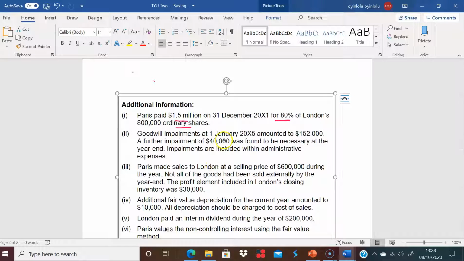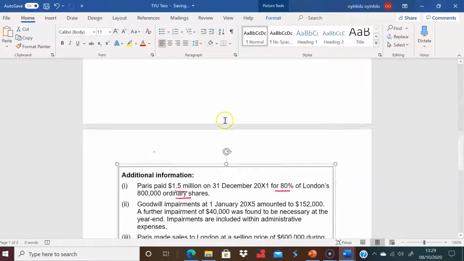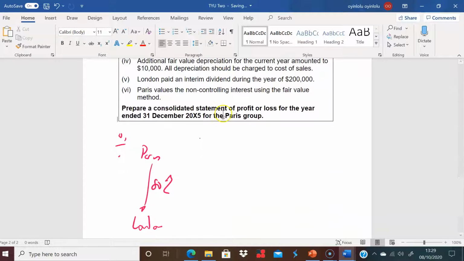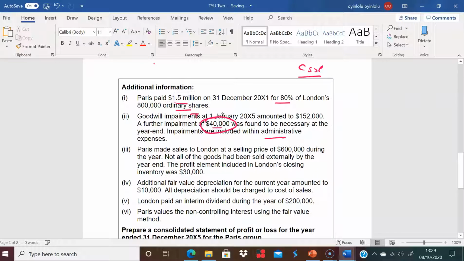It says goodwill impairment 1st of Jan. So they've owned them for a long time. 1st of Jan amounted to 152. So this is the beginning of the year, so this is all the pre-impairment. I'm only interested, of course, in the impairment for this year. Remember, I'm only preparing the statement of profit or loss. If I'm preparing the statement of financial position, yes, then I want to include all the impairments up to date. But this is just the one I'm interested in. So 40,000. So definitely, I know that I need to deduct. It says impairment should be included within admin expenses.